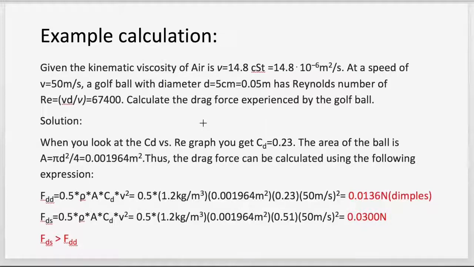For the ball with dimples, we got a force of 0.0136 newtons, and for the one without dimples, we got a force of 0.0300 newtons. So the ball without the dimples had a greater force than the ball with the dimples, almost double the force, a little bit larger than double the force.